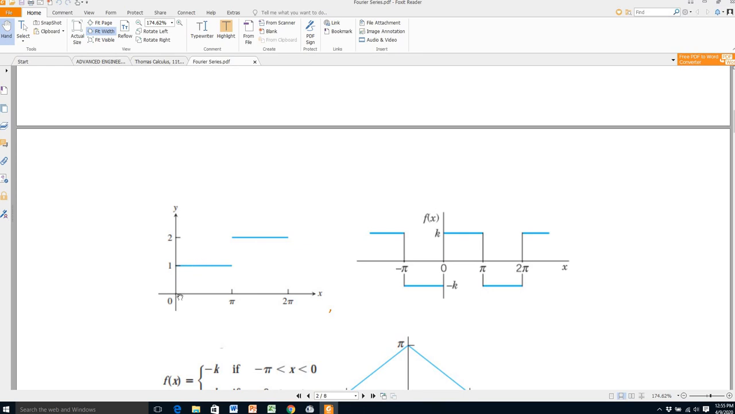As you see here, from 0 to pi, the value of the function is 1. When we move from pi to 2 pi, the value of the function is 2. So you see here there is a jump, or you say it is called a discontinuity. In the same way here, when you move from 0 to minus pi, the value of the function is minus k, and when you move from 0 to pi, the value of the function is k. So there is also a discontinuity in this way. There is a jump between. In the same way you see it further at different points.